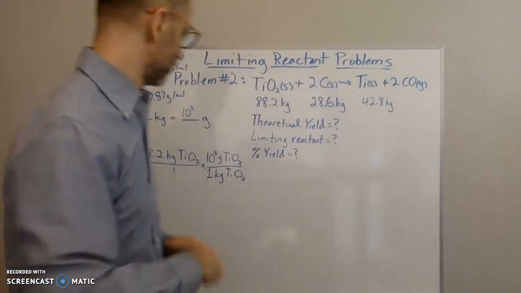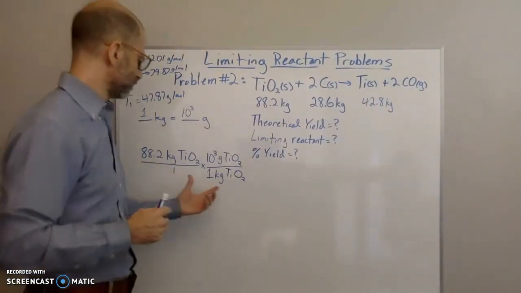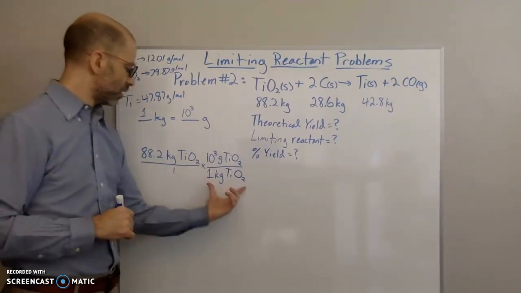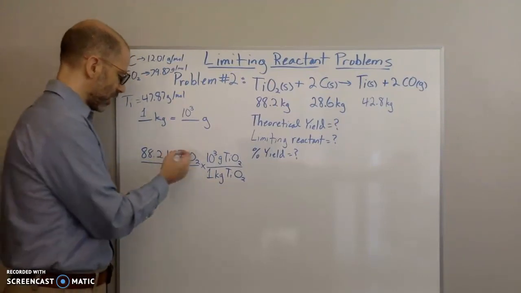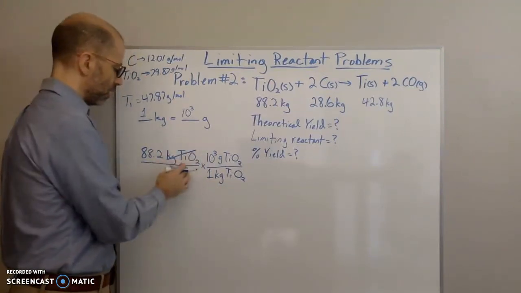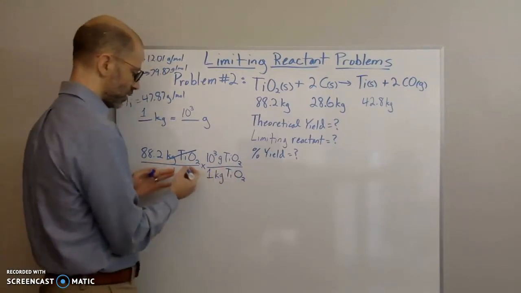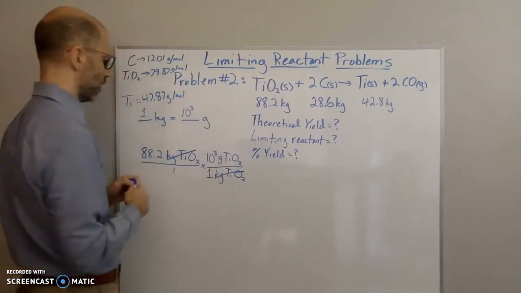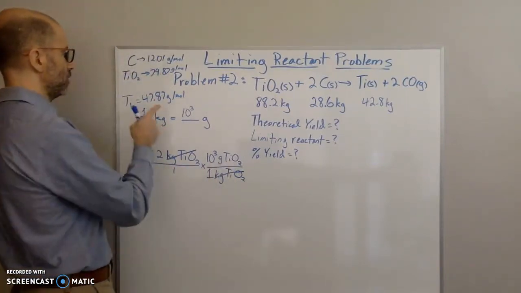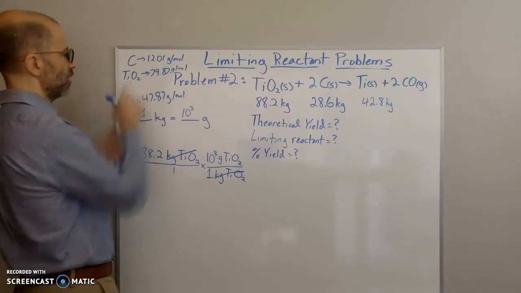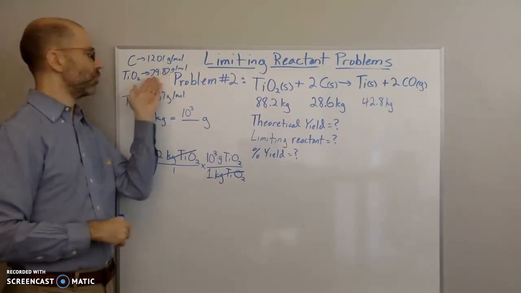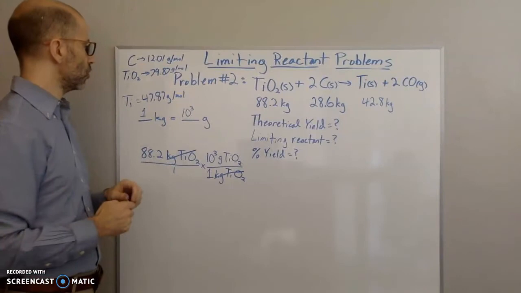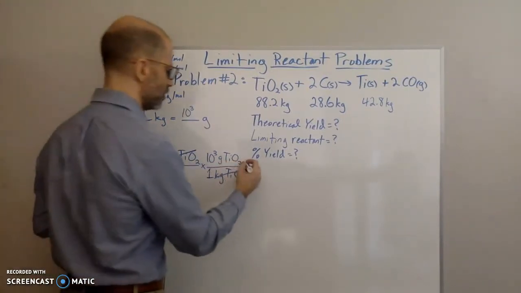Sorry about that. I had to make sure the window was closed. It's kind of noisy. So here I have the conversion factor. Kilograms of titanium oxide are canceled out, and now I have grams of titanium oxide. So now I can use the molar mass of titanium oxide, which is 79.87 grams per mole.